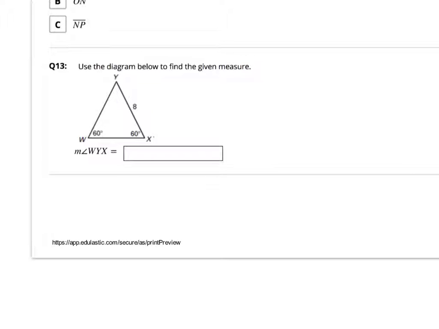Question number 13, we want to figure out what's the measurement of WYX? WYX, that's this angle right here. Okay, notice that they already give you 2 angles, 60. So remember, everything comes off of 180 degrees and subtract from there to figure out what's left for angle Y up here.